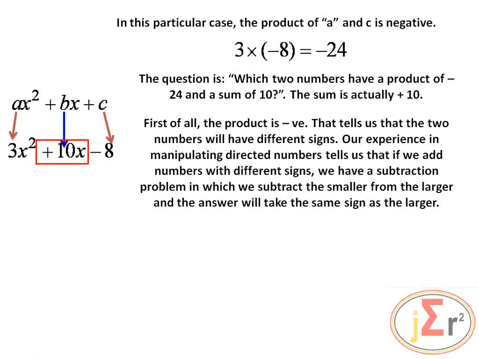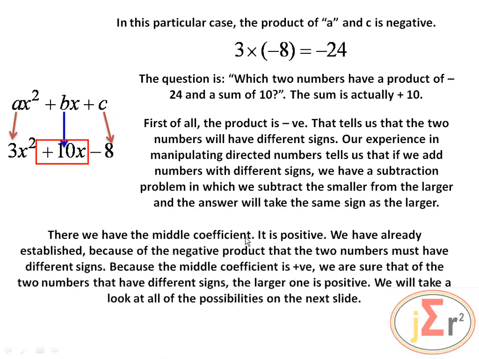But when we multiply those two numbers, we get a negative 24. They therefore have different signs, and when we add numbers with different signs, we subtract, and the answer will take the same sign as the larger. So we are already saying that the result is positive. So of the two numbers, the positive one is larger. There we have the middle coefficient. It is positive.